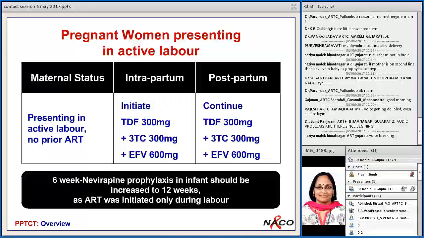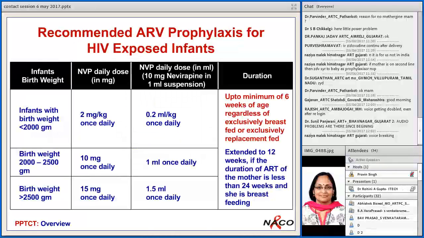Pregnant women presenting in active labor, we have no ART, we must initiate ART and continue ART and give 6 weeks nevirapine prophylaxis in the infant. In these cases, if the mother is planning to breastfeed the baby, then we increase the prophylaxis duration to 12 weeks. But if the mother is planning to do replacement feeding, then 6 weeks of nevirapine is good enough for that baby. ART has to be lifelong.